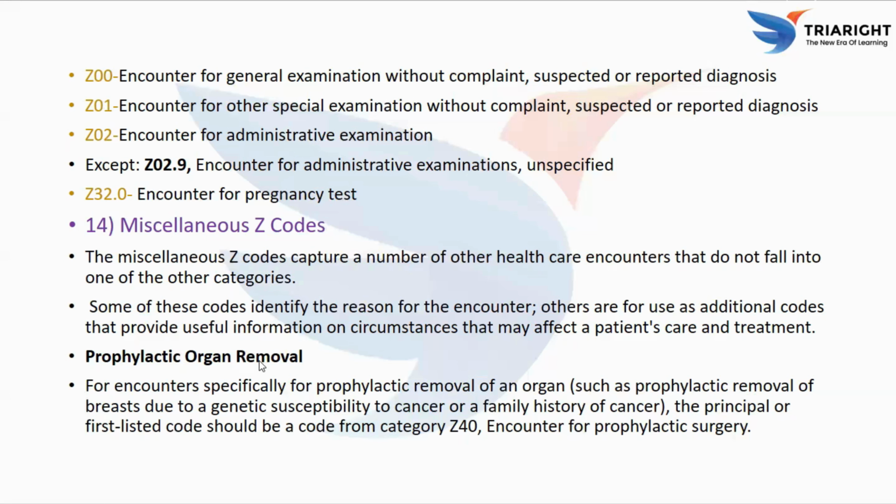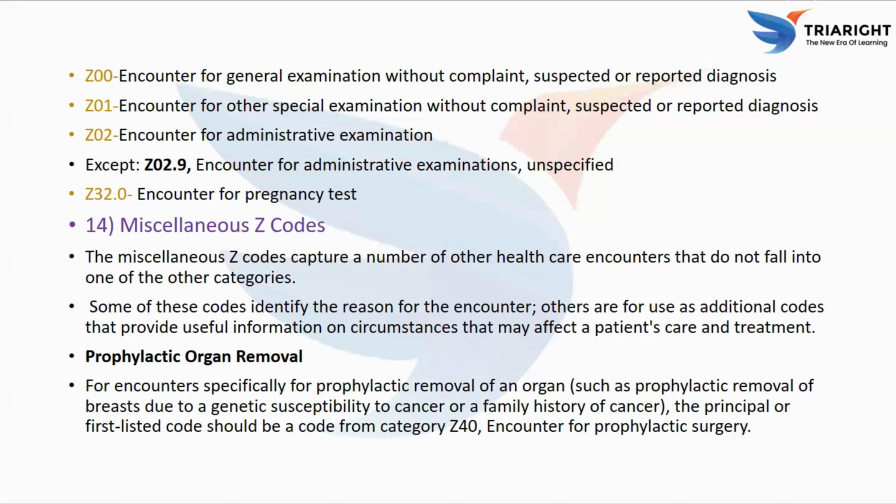Prophylactic organ removal. So what does prophylactic mean? Prophylactic means preventive. It means removing an organ before disease develops. It is done to reduce the future risk. So what are the examples? Preventive removal of the breast due to strong family history of breast cancer, and preventive removal of ovaries due to genetic cancer risk.